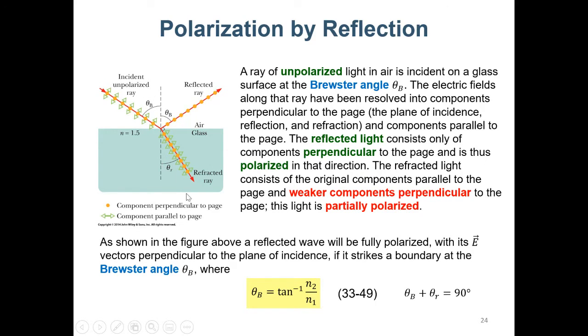In this case, the refracted wave is still unpolarized, but at least the reflected wave is polarized. So only the component perpendicular to the page is reflected. This angle is the arctangent of n2 over n1.